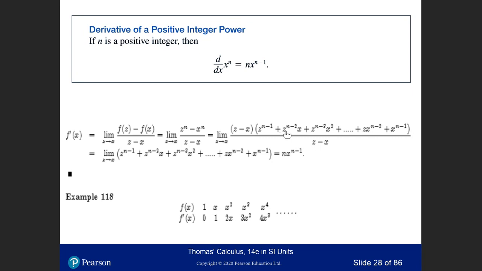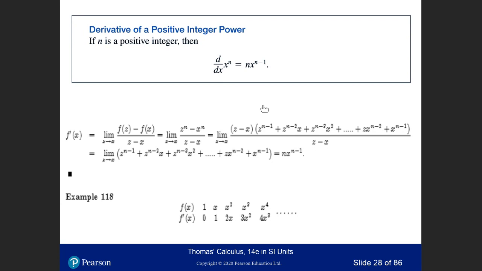That's also x to the n minus 1, because z to the n minus 2 times x, that's x to the n minus 1 if z goes to x. Same for all of these here. How many terms are here? There are n terms here. So that's n times x to the n minus 1. So that's the proof of the fact that if you have a positive integer power and you take the derivative, it's equal to n times x to the n minus 1.